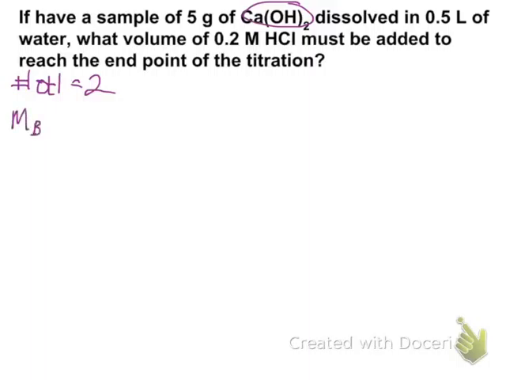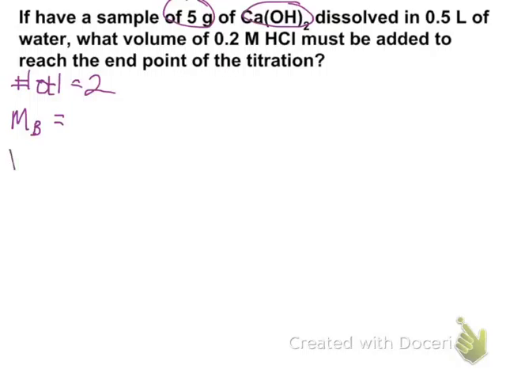Our molarity of our base is equal to something, but we know molarity should have an M after it. All we've got is this 5 grams here. But remember that molarity is our concentration, and that's in moles per liter. So what we're going to have to do is convert our grams to moles and then use our volume.